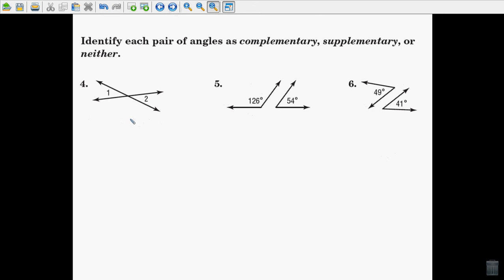Number 4 says identify each pair of angles as complementary, supplementary, or neither. Now, angle 1 and 2 here on number 4 are vertical angles, but with the information given, we don't know if they're going to add up to 90 or 180 degrees, so they are neither.